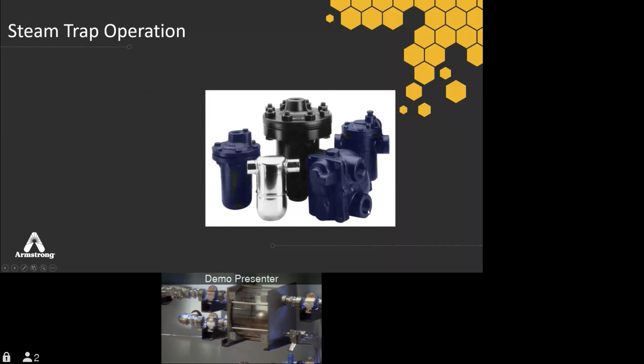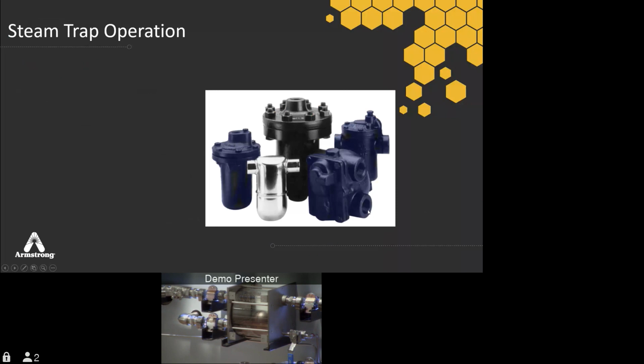Let's move on now to steam trap operation. To do so, Mitchell Bingaman is going to come up and talk about how F&T traps and inverted bucket traps work. Mitchell Bingaman is an application engineer with Armstrong Steam and Condensate Group.